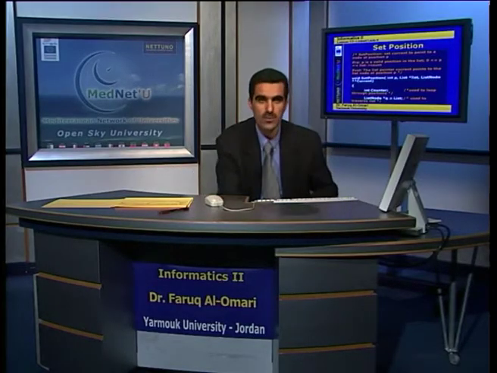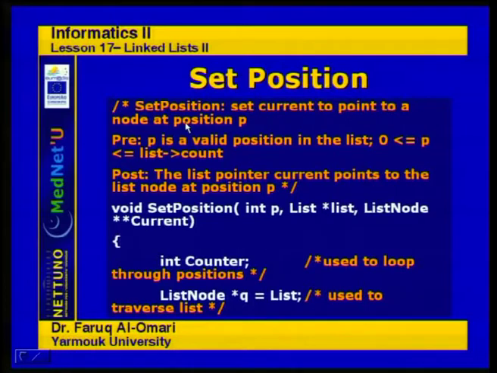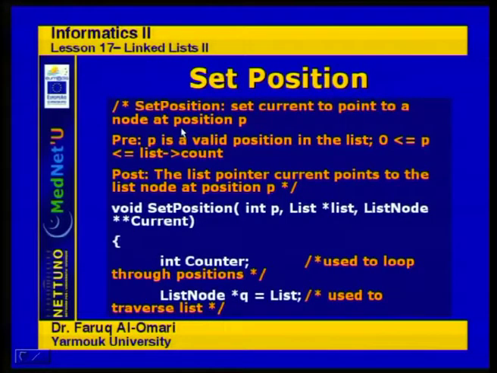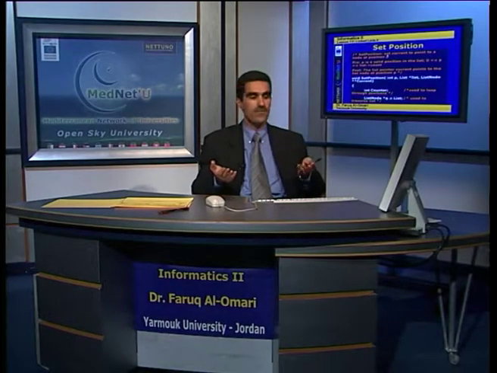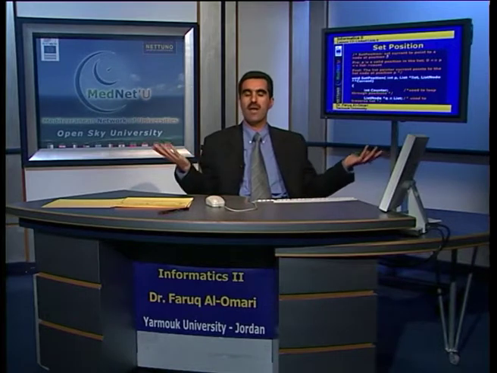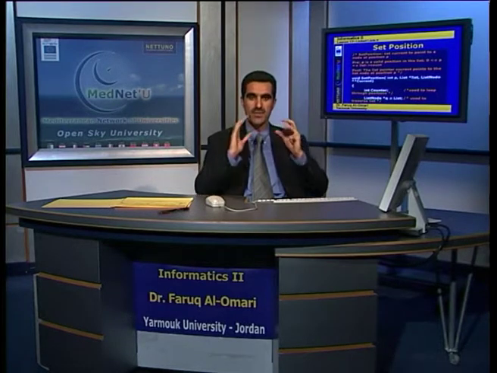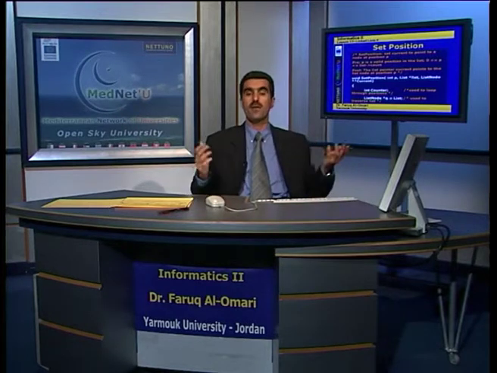So that's basically what we're doing in this example. The function set position sets the current, which is the name of the variable we're using, to point to a node at position P. The precondition for this is only that P is a valid position. What's a non-valid position? Well, if the value of P is negative, because I don't have any meaning for a negative position. I always start at node number 0, and then node 1, 2, 3, and so forth. So any negative number for P is not valid.